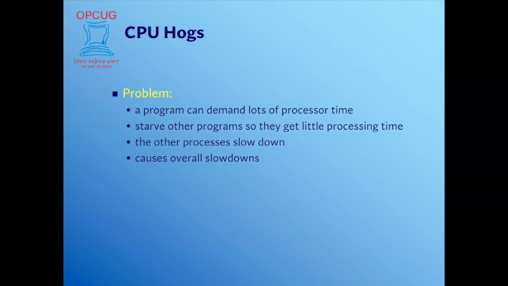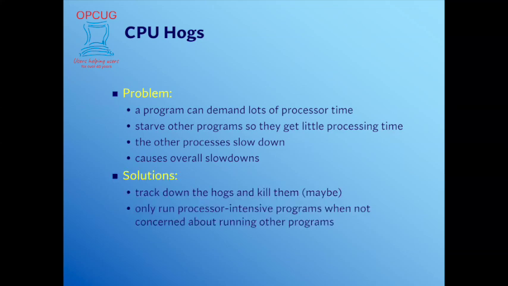Let's look at CPU hogs. The problem with a CPU hog, and I call them hogs, is that there's something that is bottlenecking the computer. It's taking over and preventing other processes from getting their fair share, so to speak. The program can demand lots of processor time, and if it does, then other programs are going to get less processing time, and they're going to slow down, and overall, your computer is going to have a slowdown. So what's the solution? You can track down those programs that are using too much CPU and maybe kill them, or you can only run those processor-intensive programs when you're not concerned about running other programs.